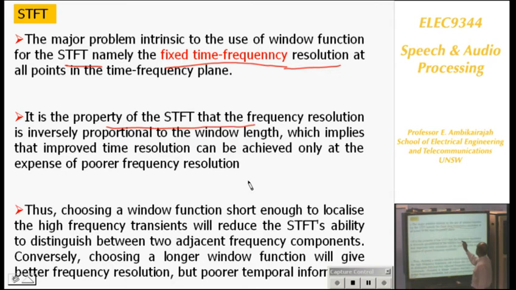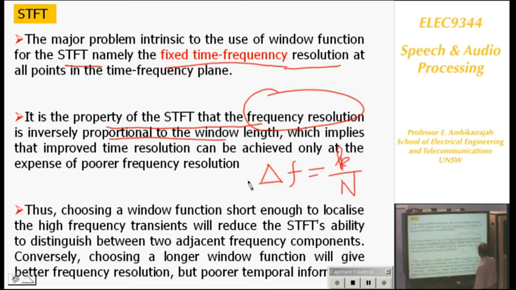Property of the short-time Fourier transform: the frequency resolution is inversely proportional to the window length. So frequency resolution, delta F, we call it, is equal to 1 over N, or you can put a constant here, 1 over N. So if you want a very fine resolution, you make N large. Large N means it will be a very low cutoff frequency. If you don't want frequency resolution, but you want time resolution, what do you do? For time resolution, you need to have a smaller window.